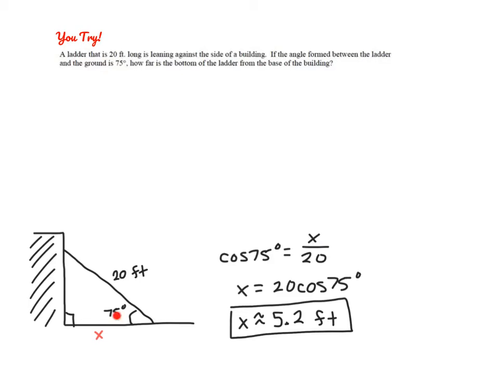So for this problem, I can see that I have adjacent and hypotenuse. Let me label that in. This is the adjacent side. This is the hypotenuse because it is opposite the 90. So for this problem, we know that we need to use cosine. So cosine of 75 degrees is x over 20. Multiply both sides by 20, and then your calculator can give you that decimal approximation, 5.2 feet.